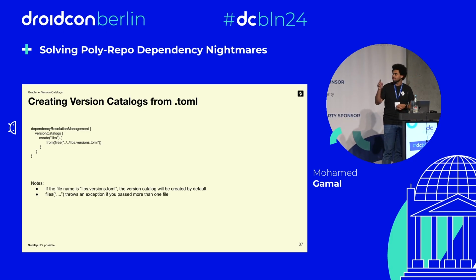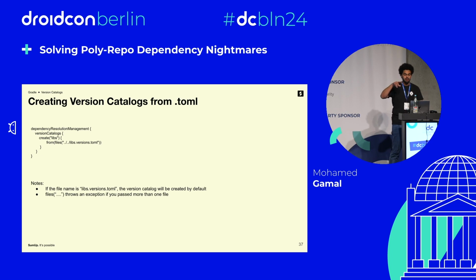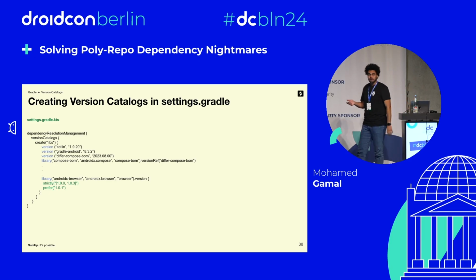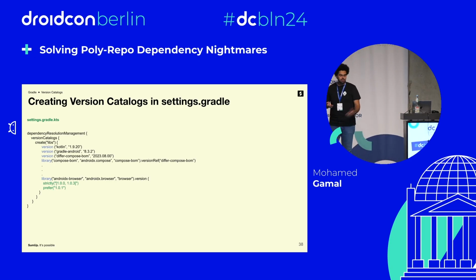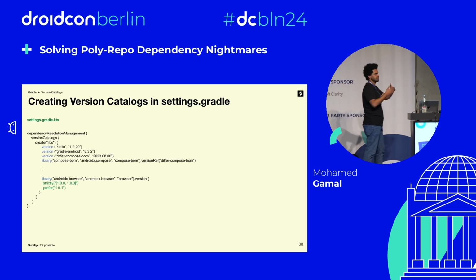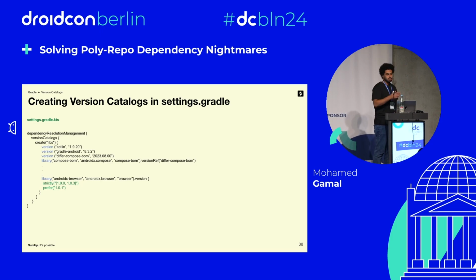And take into consideration that the files function, actually it should take a list, but it only accepts one file, otherwise it will throw an exception. So you cannot use more than one TOML file. Cool. And you can create this directly from the settings.gradle without even dealing with the TOML file at all. You can define your catalog there, and whenever you build the project, before the build, it will already build the catalog for you, and it will be used.